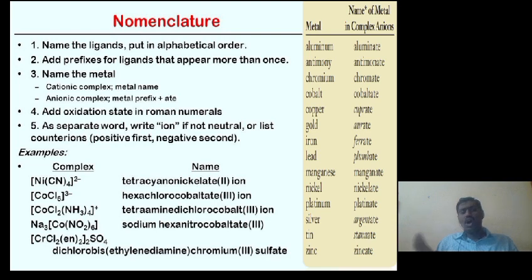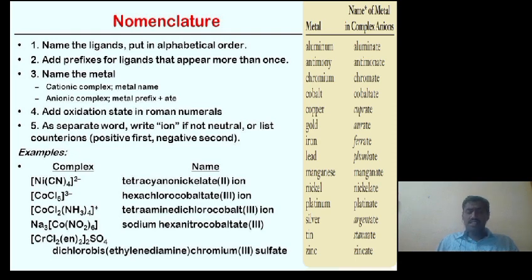Tetracyanonickelate, the true ion. Why do you add an -ate? The anionic sphere. So that's why it indicates the metal present within the anionic sphere. So that's why you add an -ate. The second one is also an anionic sphere, the hexachlorocobaltate(III) ion. Okay, the third one is a cationic sphere. So that means dichlorocobalt, you write like cobalt(III) ion.